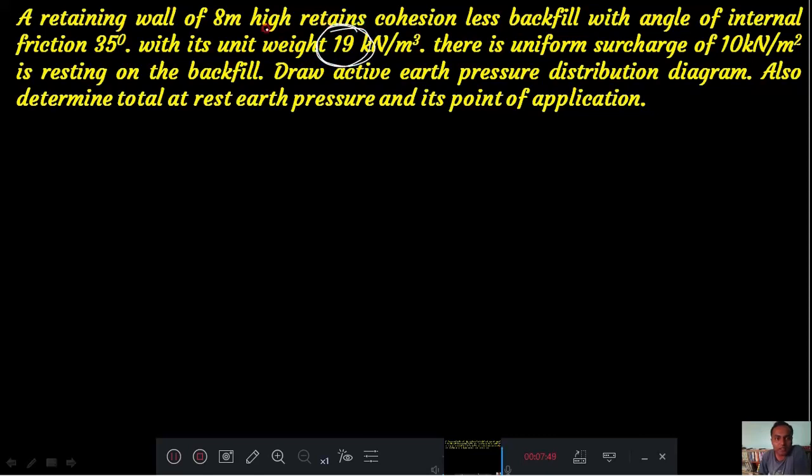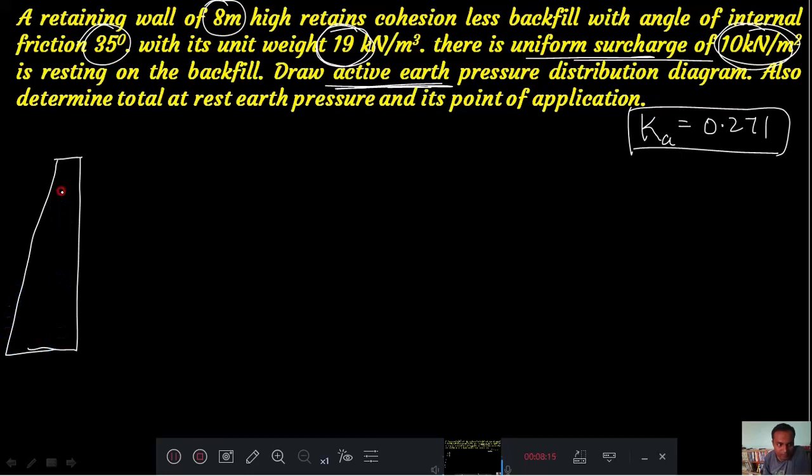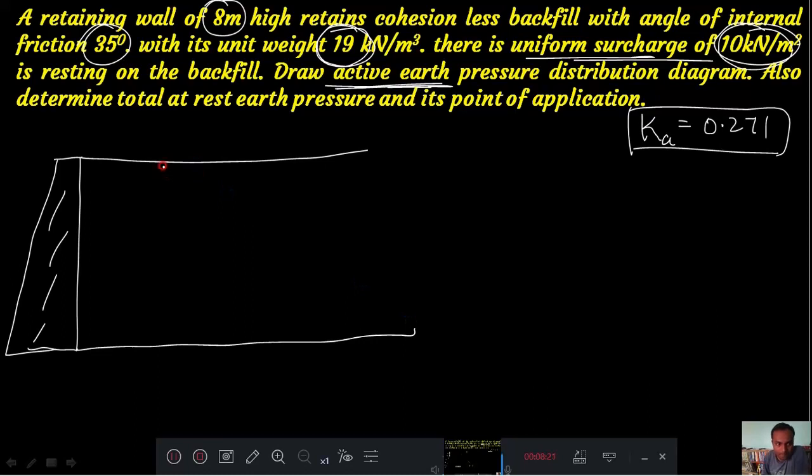Unit weight is 19 given, and retaining wall 8 meter and 35 angle of internal friction, and surcharge is given as this much, and active earth pressure is asked. Active earth pressure is asked means Ka equal to 1 minus sin phi divided by 1 plus sin phi. Therefore it is 0.271, already calculated in the previous problems. Now come to the problem. This is your retaining wall. Now there is a surcharge. This surcharge is 10 kilonewton per meter square. Okay, reference line.